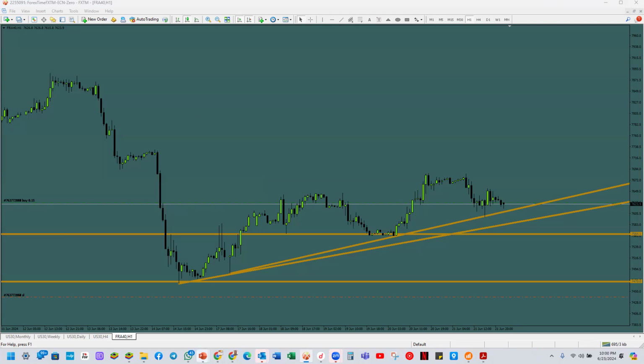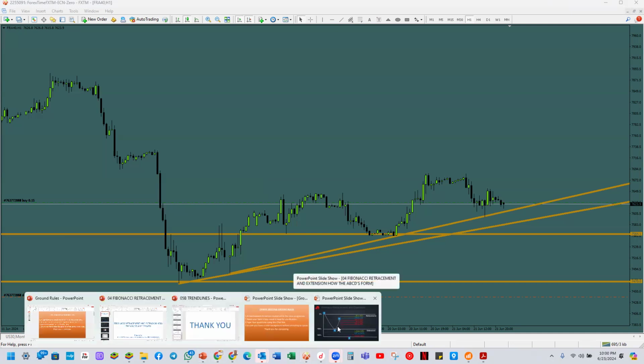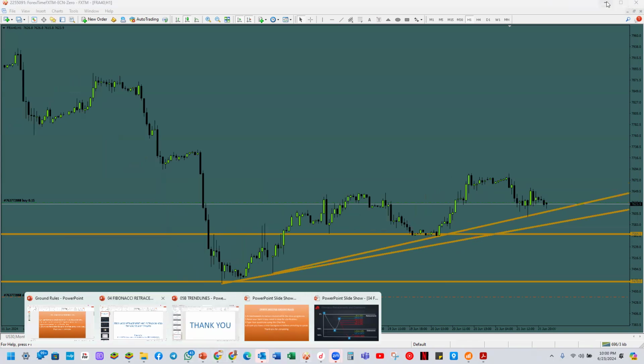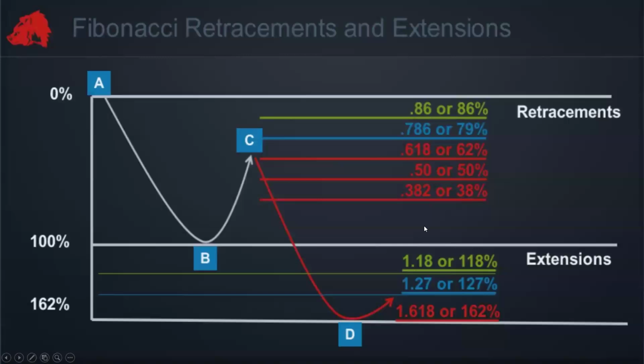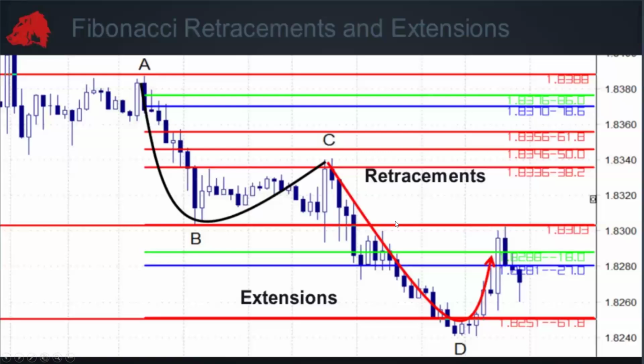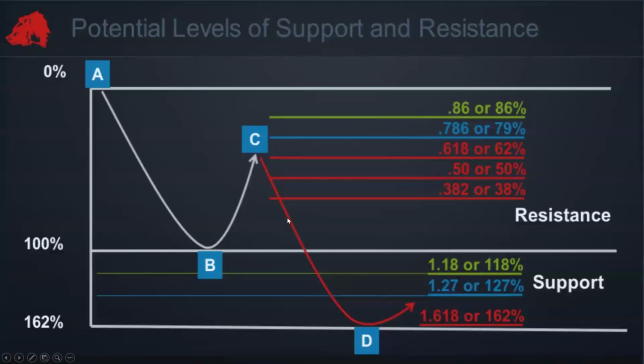So let's just finish our Fibonacci slide. I think we've done the main part. Okay, so just a case of applying them. When the market creates A to B and you are looking for C, and C is coming from the red level, it extends to the red level.